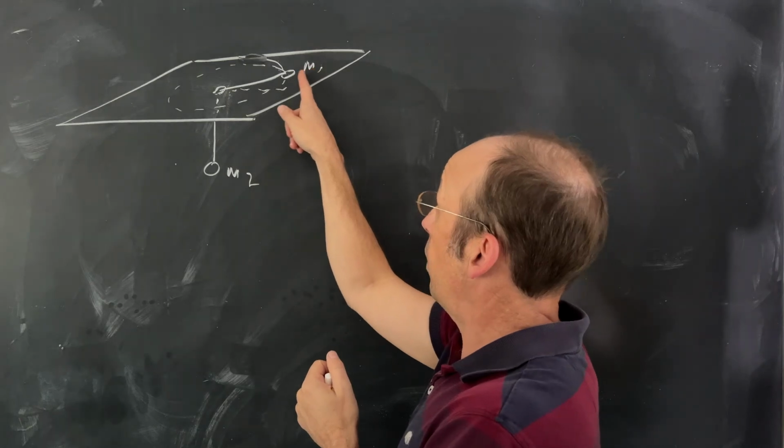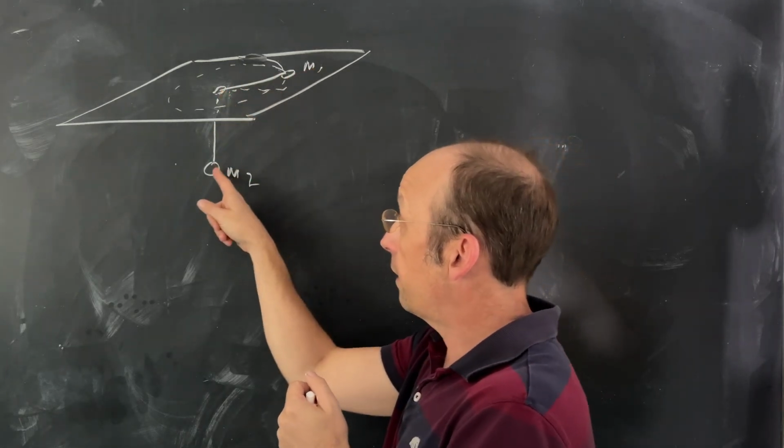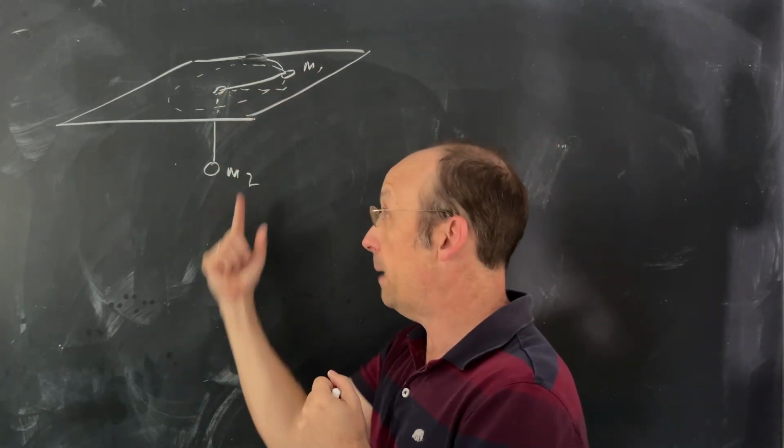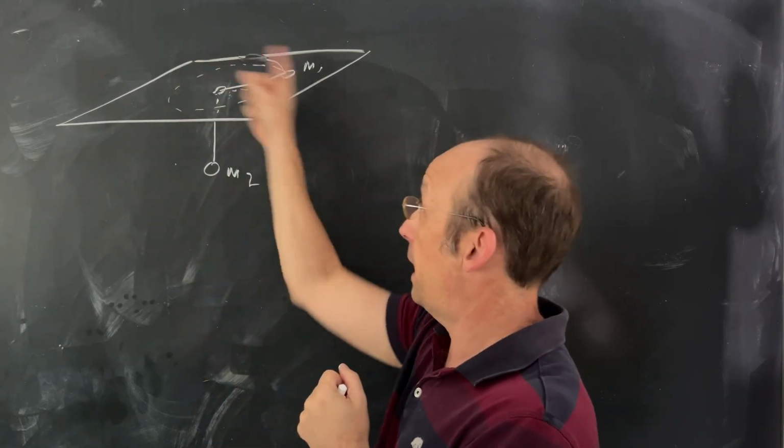So I have a mass M1 and a string's connected to it, goes through the hole, and then there's a mass M2 hanging down below. This mass can only move this way, and this mass can stay on the plane.